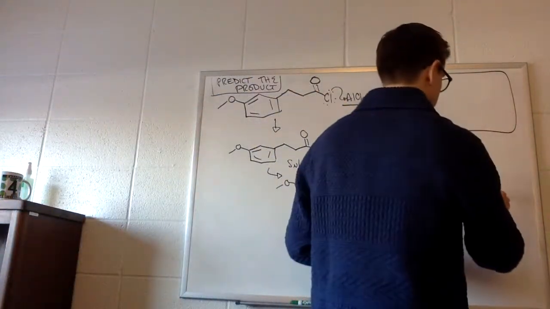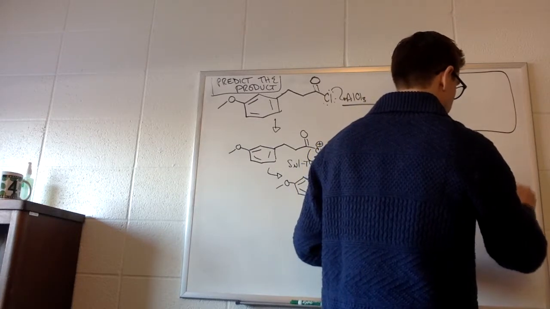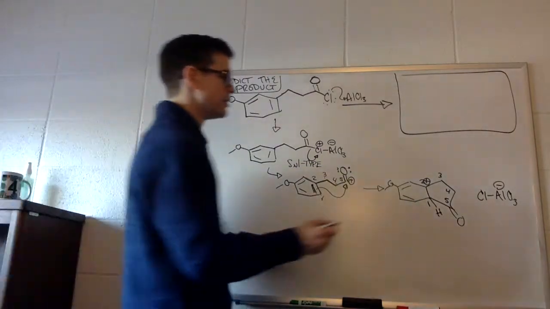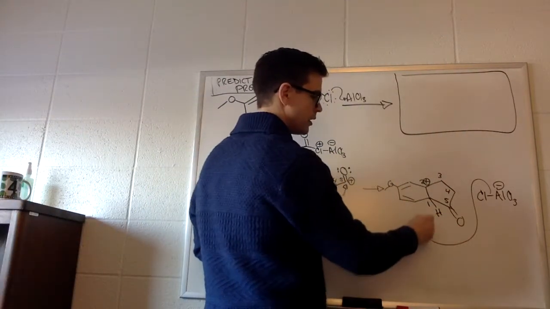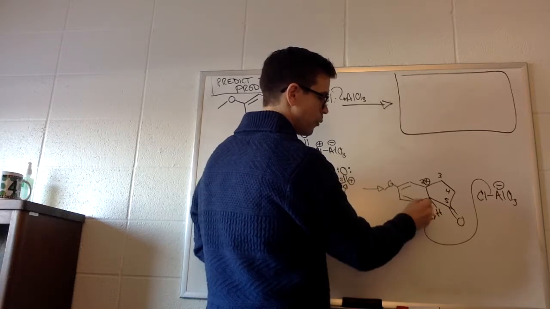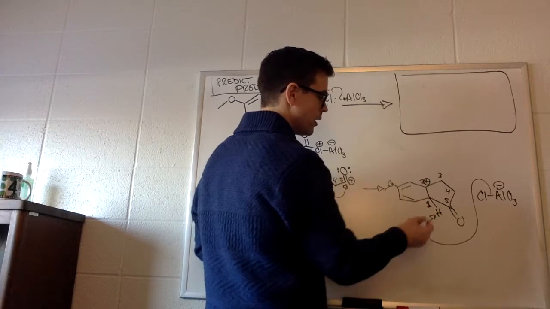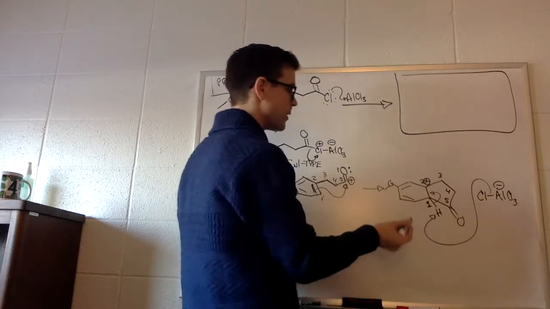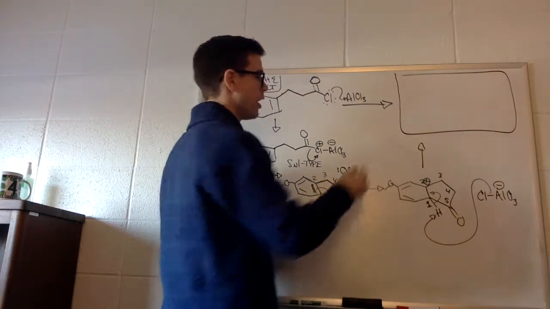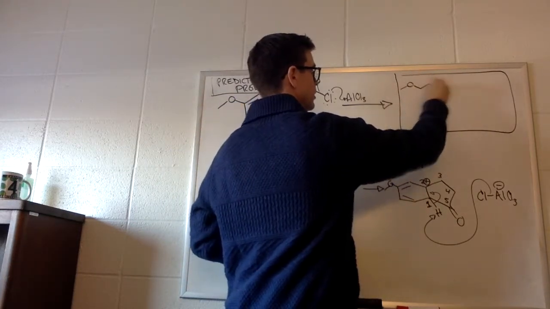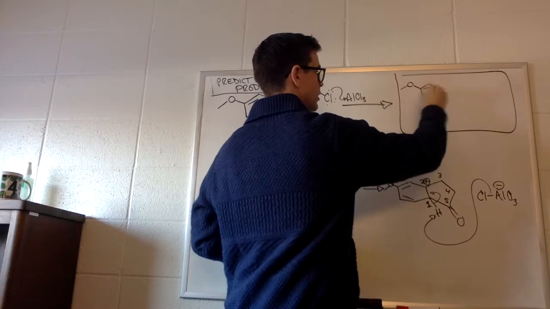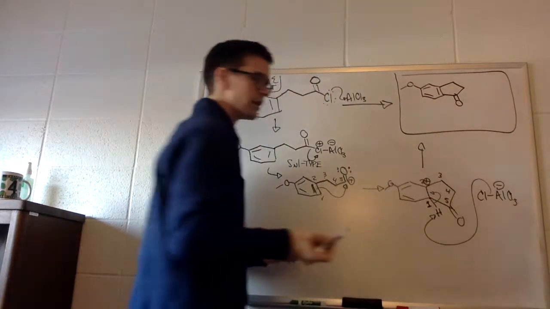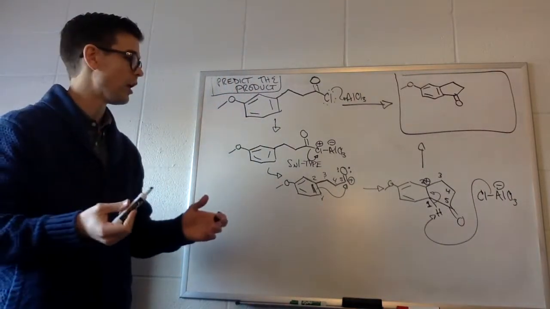So the AlCl4 is now going to act as the base to deprotonate that hydrogen on carbon 1 here. This is carbon 1. And the electrons in that carbon-hydrogen bond are going to go and reform that aromaticity. So one of the products is this species here.